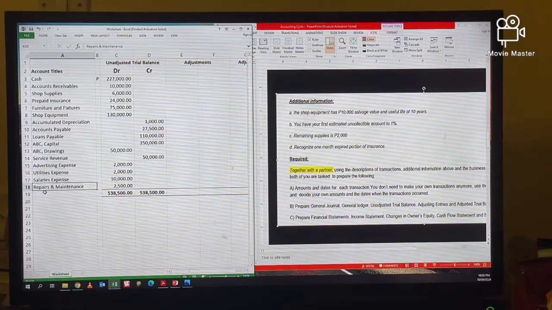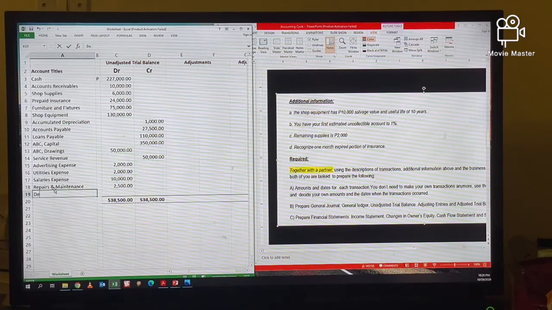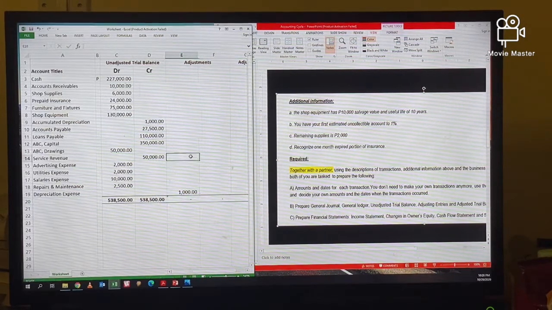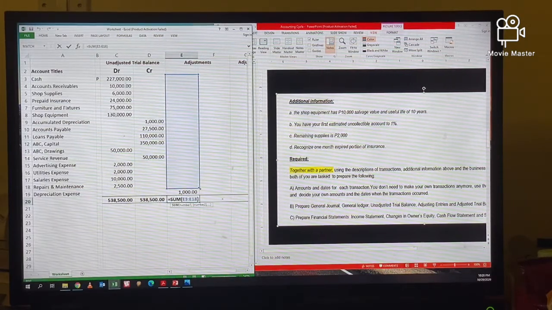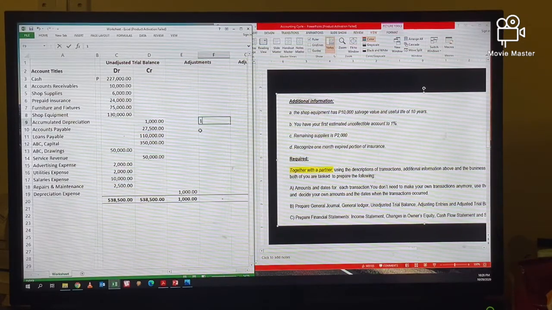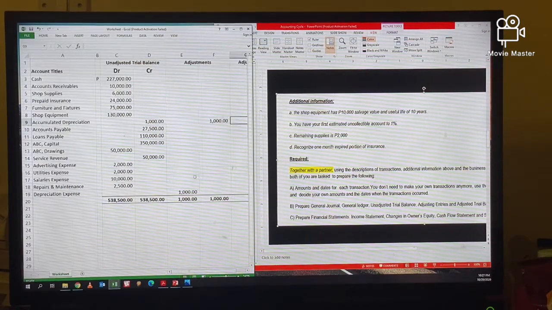So, meron ka ngayong depreciation expense. So, your first adjustment is you debit depreciation expense of 1,000. And, ang credit mo is accumulated depreciation of 1,000. So, again, mag-i-increase kasi yung accumulated depreciation. So, credit 1,000. Okay.